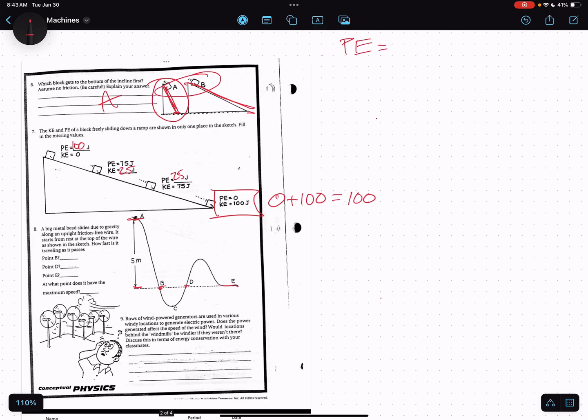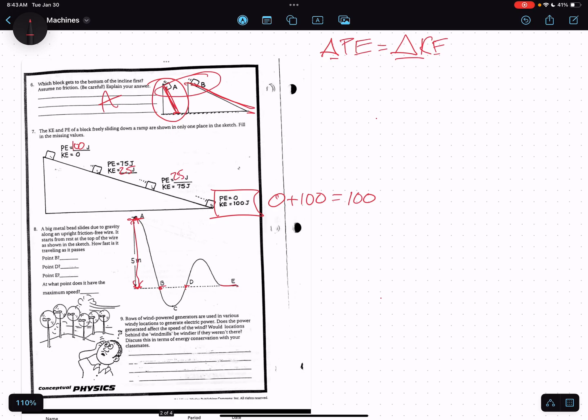So the loss, we'll say the loss of potential. It goes down 5 meters. So how much potential energy it loses there will be how much kinetic energy it gains here. Don't worry about the triangles right now, but that's how it's changing. The change in potential energy at the top is going to be equal to the change in kinetic energy to the bottom, or to B, D, and E.